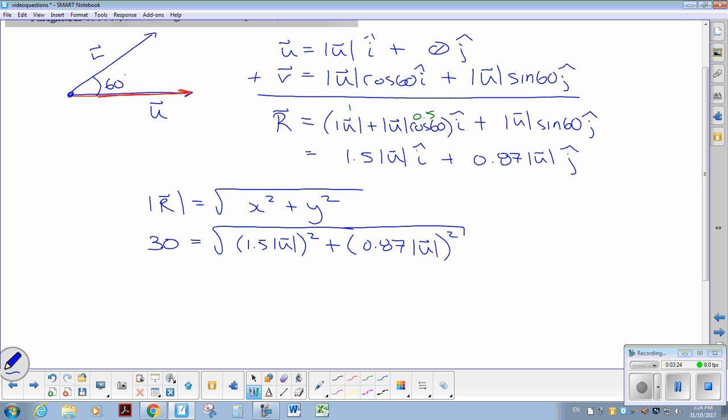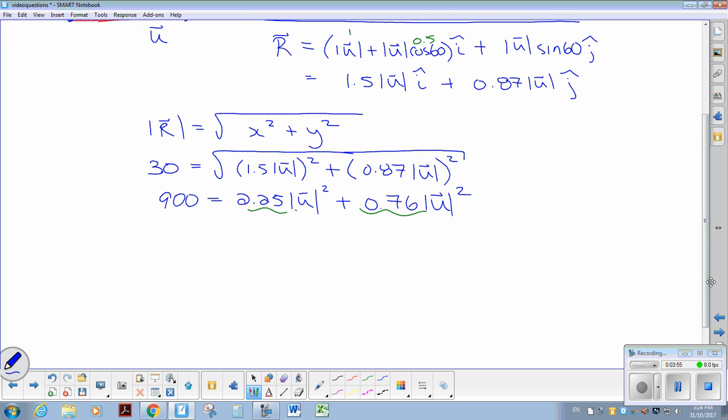So we're going to square both sides to get rid of the square root. So I have 900 equals 1.5 squared, so we have 2.25 magnitude of u squared, plus I'm going to square that 0.87 as well. We're not going to get an exact answer here because I've gone to decimals, but the process is still good. Now those are like terms, so we can group them together. So we have 900 equals the 2.25 plus that, so basically, pretty much 3 is what that turns out to be.